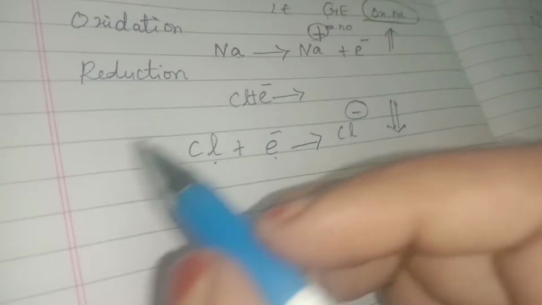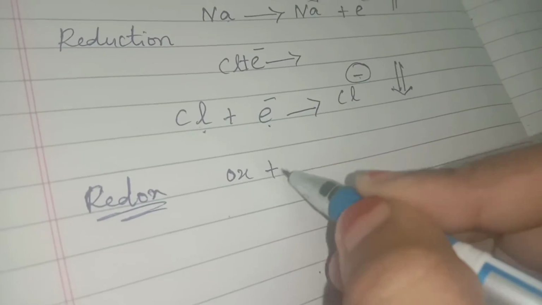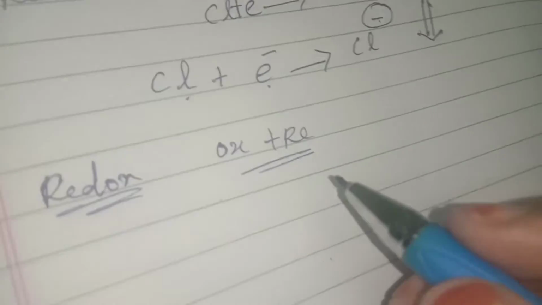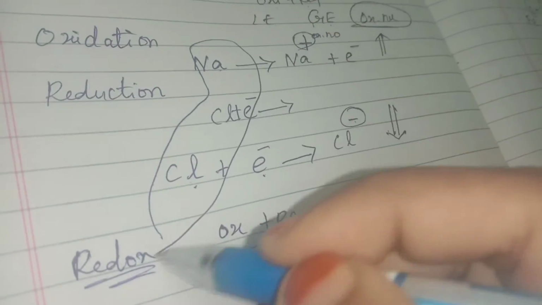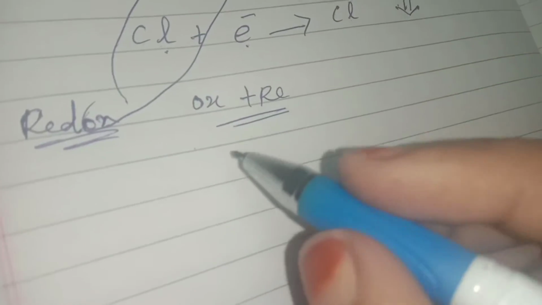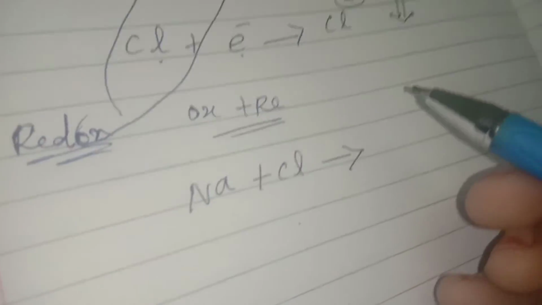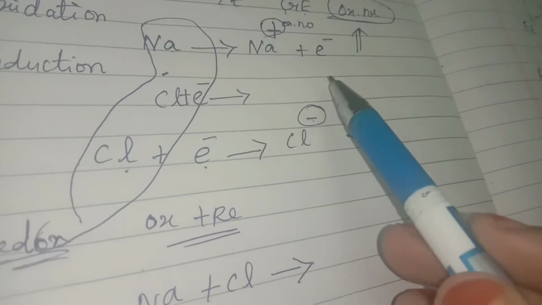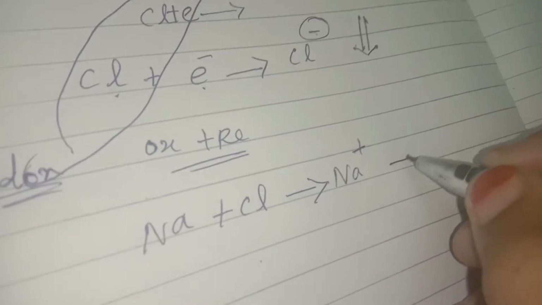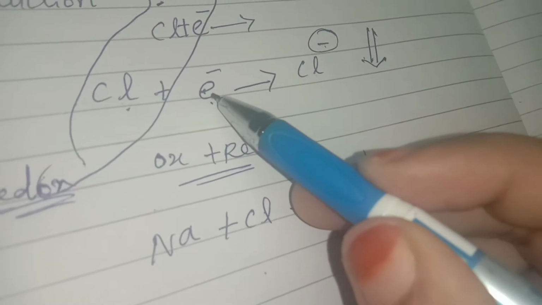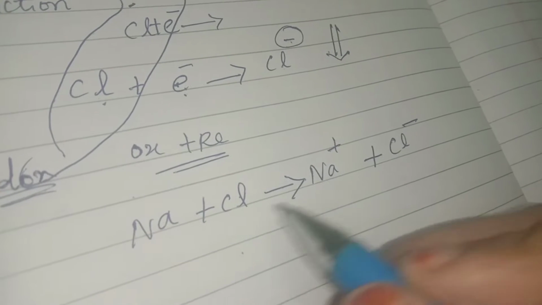Now redox reaction means what I said, the oxidation process plus the reduction process will take place simultaneously. So I am taking these two examples for redox reaction. Na I am taking plus Cl, which gives, I already told you, sodium is losing an electron, then it becomes Na+, and the Cl is gaining an electron, then it will become Cl-. So this is an example for redox reaction.